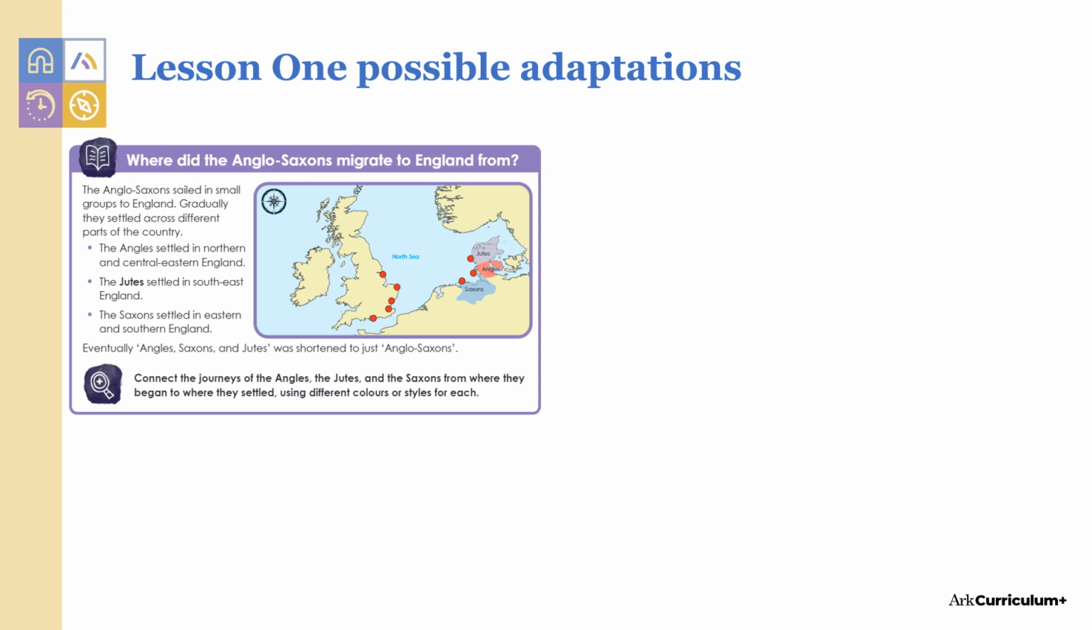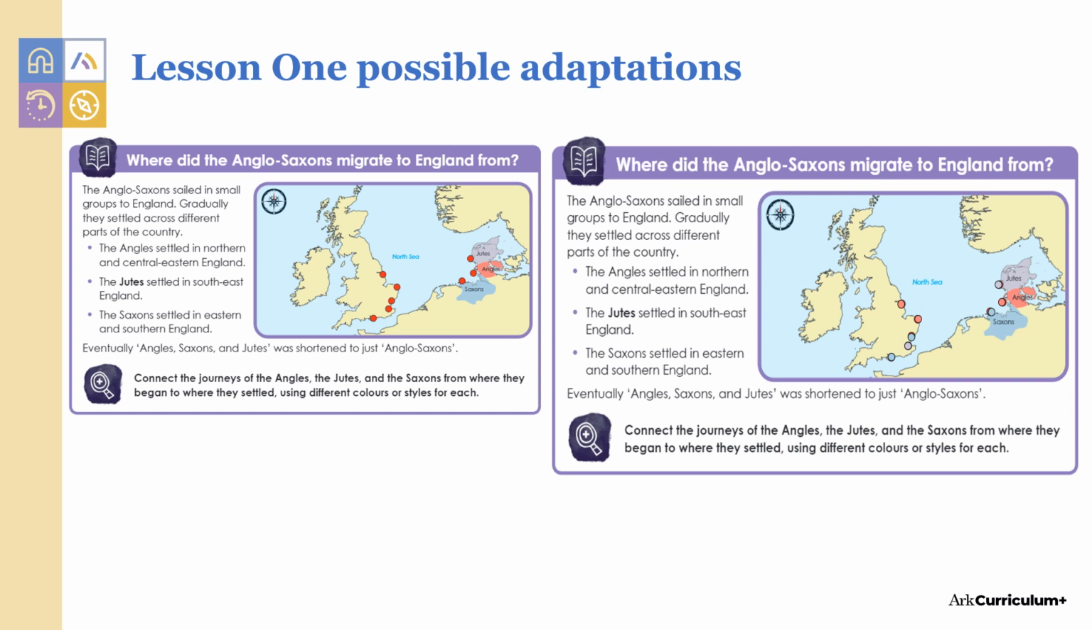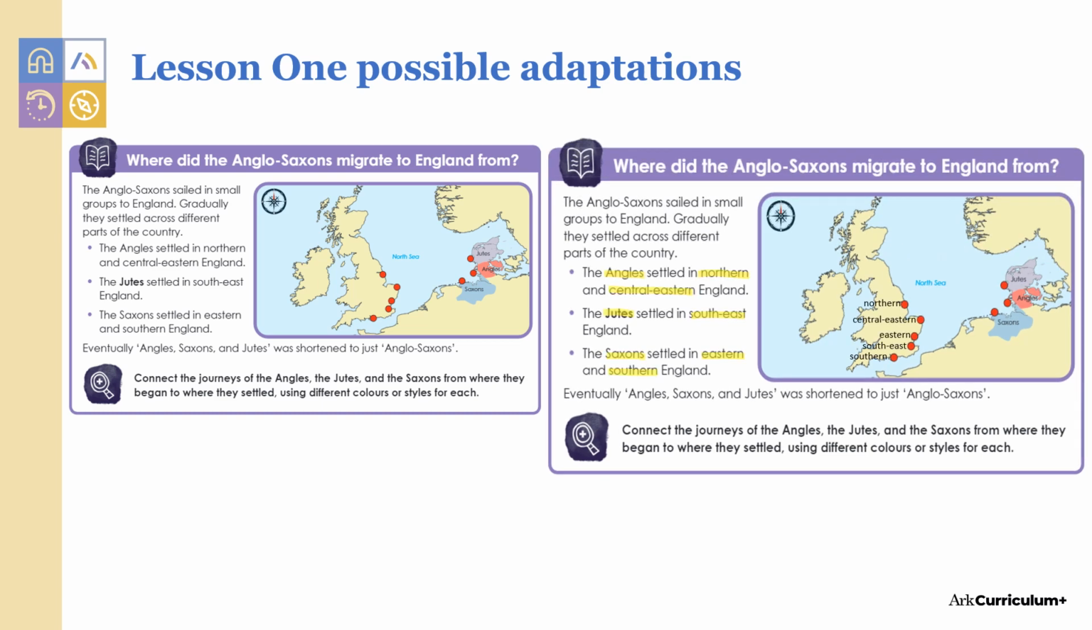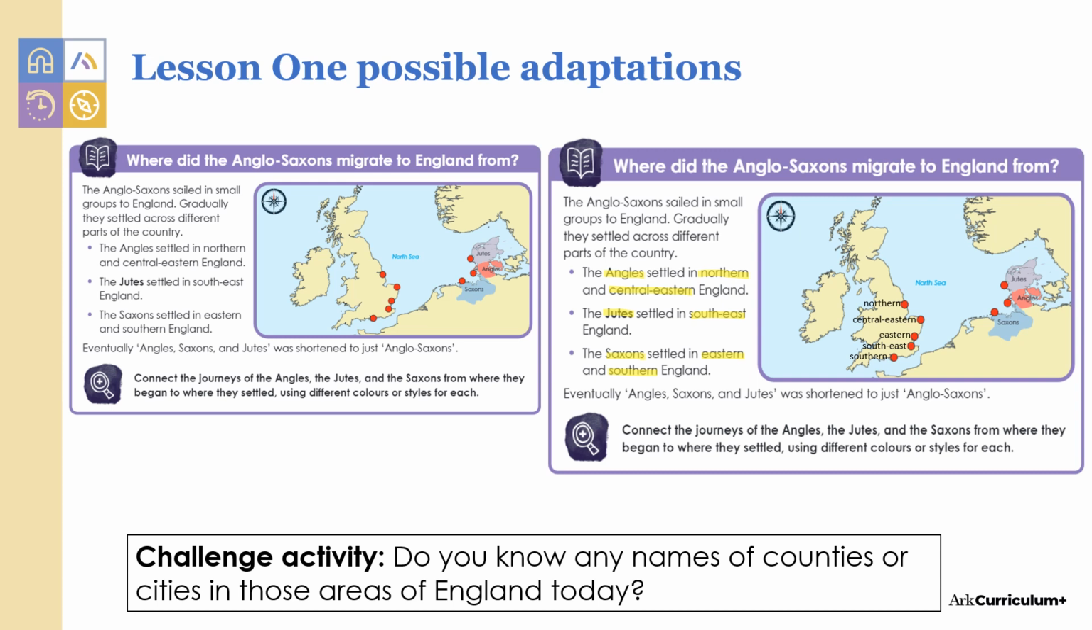For this activity, pupils need to draw lines between the red dots to show where the Angles, Jutes and Saxons settled in England. To heavily support pupils, you could colour code the dots so pupils know where each group travelled to and from. Alternatively, you could offer pupils a labelled compass with the keywords in the text highlighted. Or you could even label the settlements in England. As a challenge, you could ask pupils the question, do you know any names of counties or cities in those areas of England?